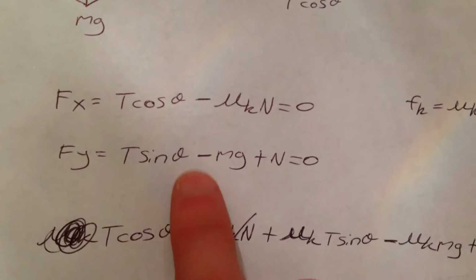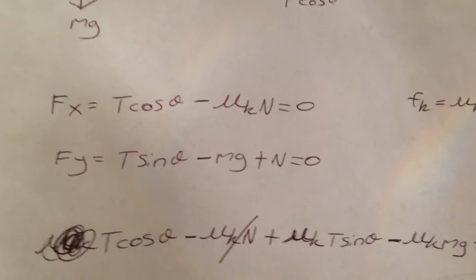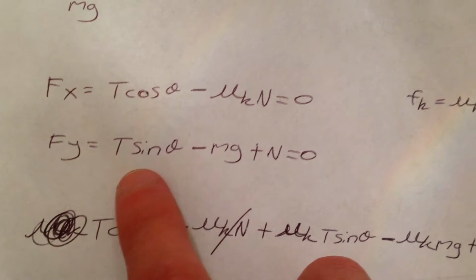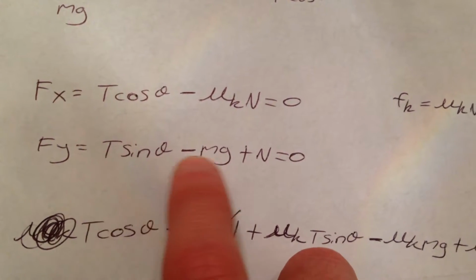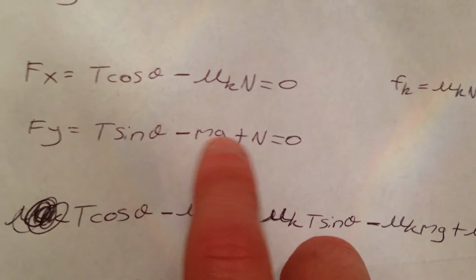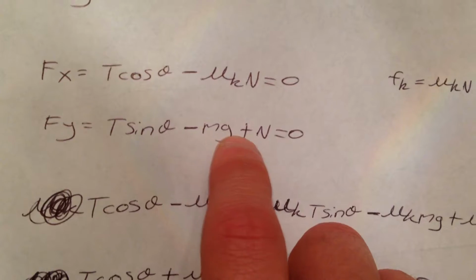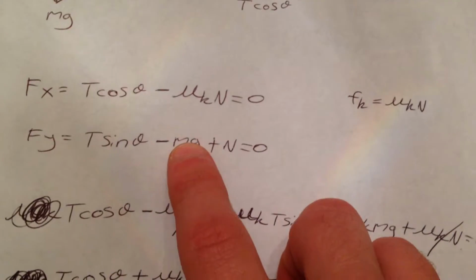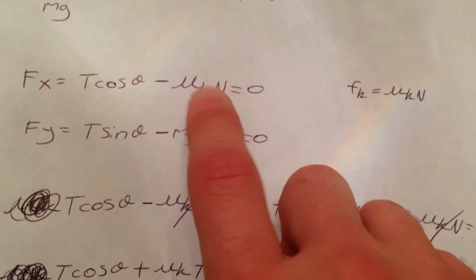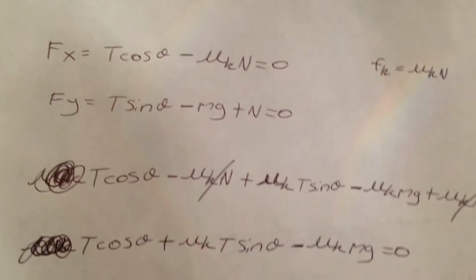So now what I'm going to do is I need to get rid of an unknown. And that's going to be normal force. So only this equation am I going to add a μk to all of them. Okay, so μk T sine subtracted from μk mg plus μkN equals 0. Okay, or really, I made them equal to each other. I added both of these together after I substituted the μk in this equation.